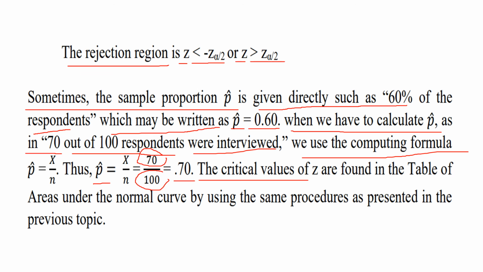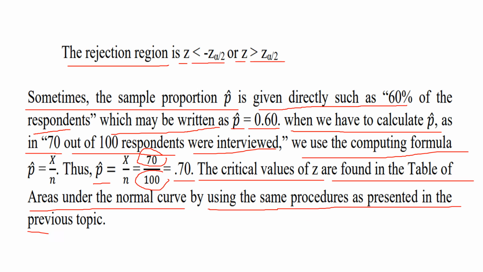The critical values of Z are found in the table of areas under the normal curve, using the same procedures as presented in the previous topic. So again, your p hat is equal to x over n. Then you simply substitute 70 for x and 100 for n as your sample size. Then we simply divide 70 by 100. That will be your p hat.